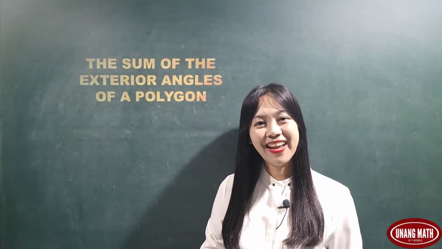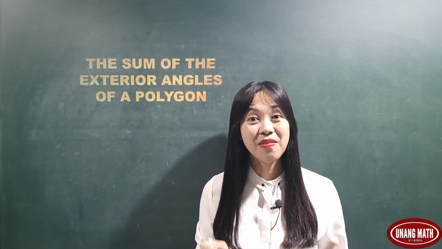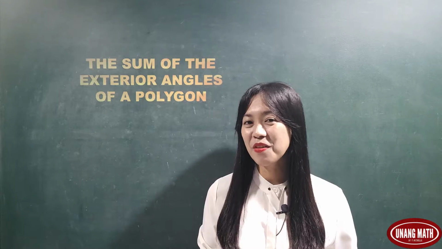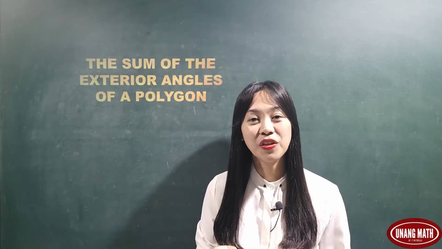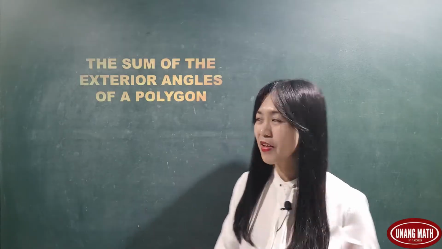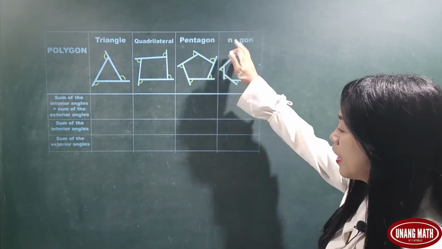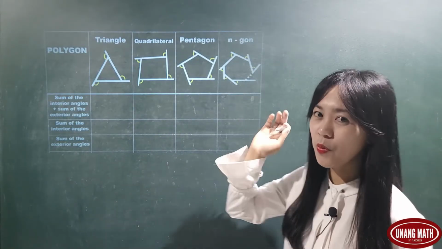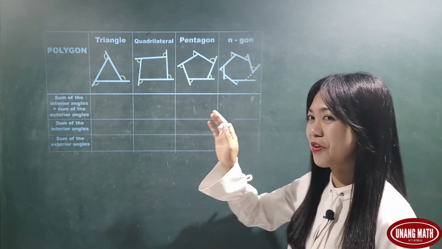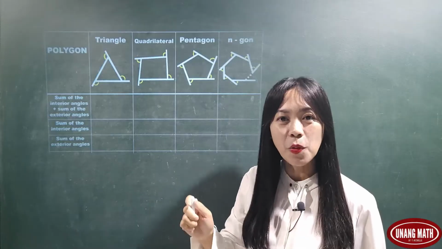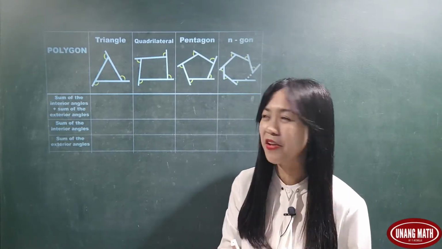But if I just say it like that, it's not mathematics. Because in math, we have to show and prove why it is equal to 360 degrees. So this time, using this chart, I will show and explain why the sum of the exterior angles of a polygon equals 360 degrees.